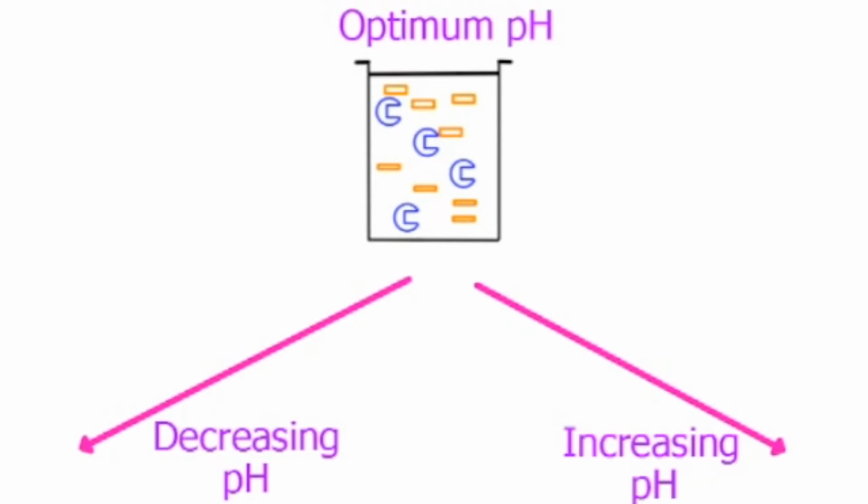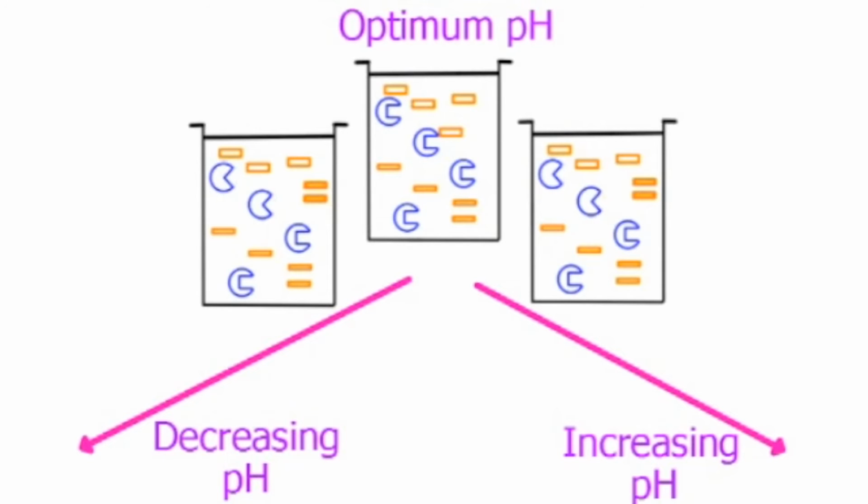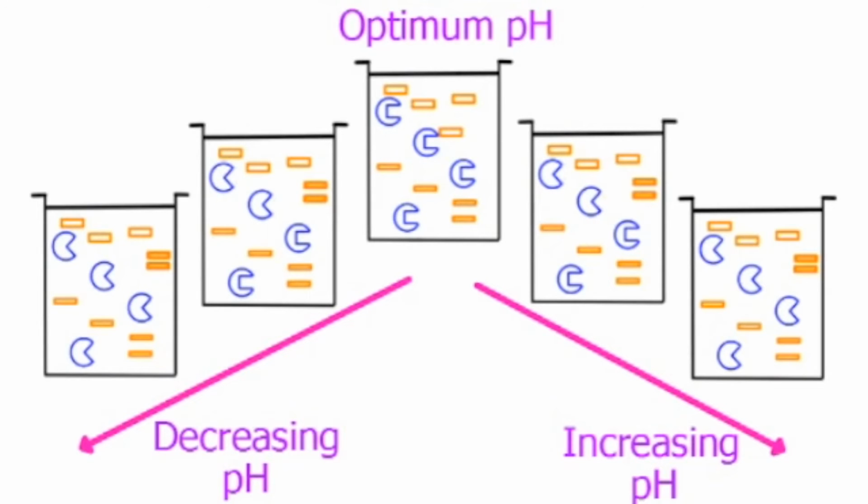Now for a look at pH. Increasing pH values are as a result of adding hydroxide ions, or OH-. Decreasing pH is as a result of adding hydrogen ions, or H+.